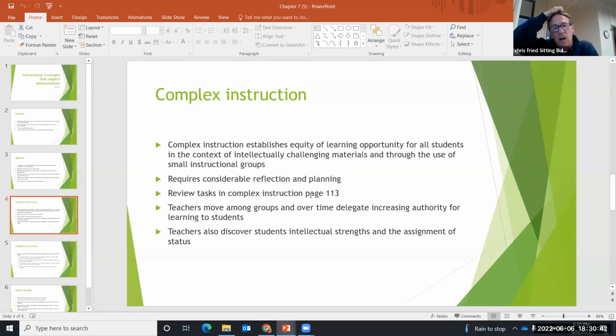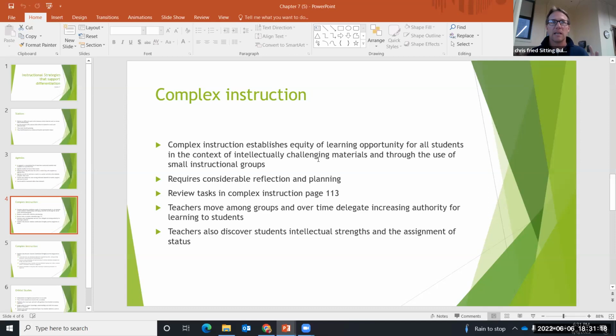Complex instruction grouping allows for multiple solutions, or multiple right answers, when you're trying to find solutions to problems, for example. Typically it involves real objects of some kind, but you're looking at this equity or quality of learning for all students in the context of intellectually challenging material.